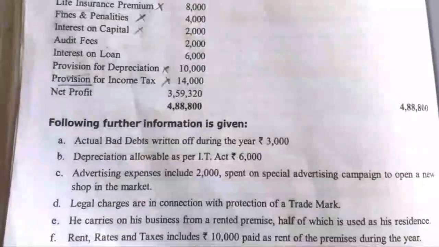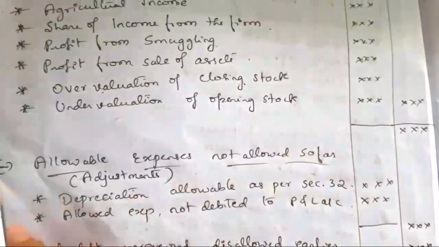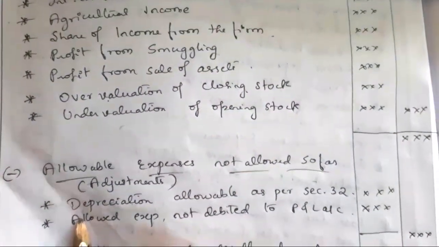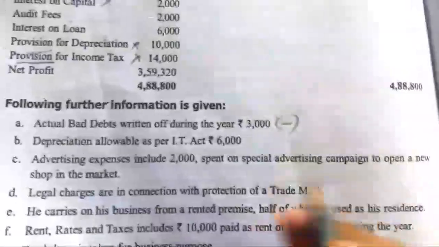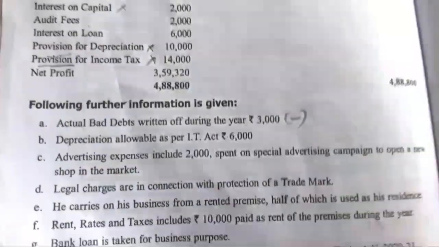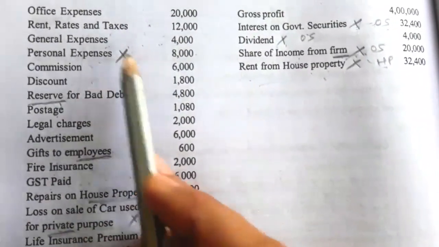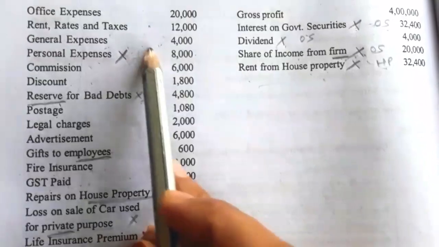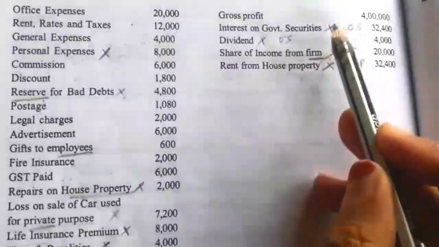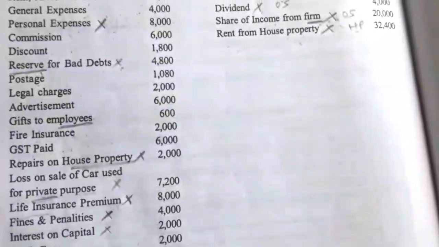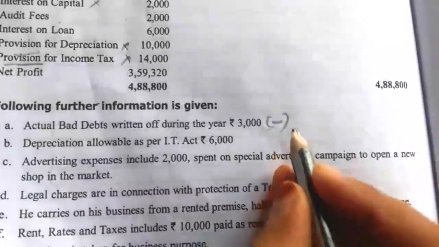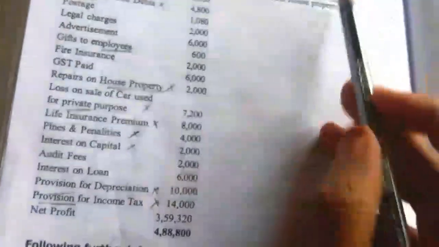Reserve for bad debt is different. The actual bad debt written off, 3000, is an allowable expense, not allowed so far, but we have to deduct that expense here. Bad debt written off 3000 we have to deduct under allowable expenses not allowed so far. Instead of putting a cross mark, if you want, you can put a plus sign for disallowed expenses to be added, and here we can use a minus sign. All these expenses should be added, this should be deducted.